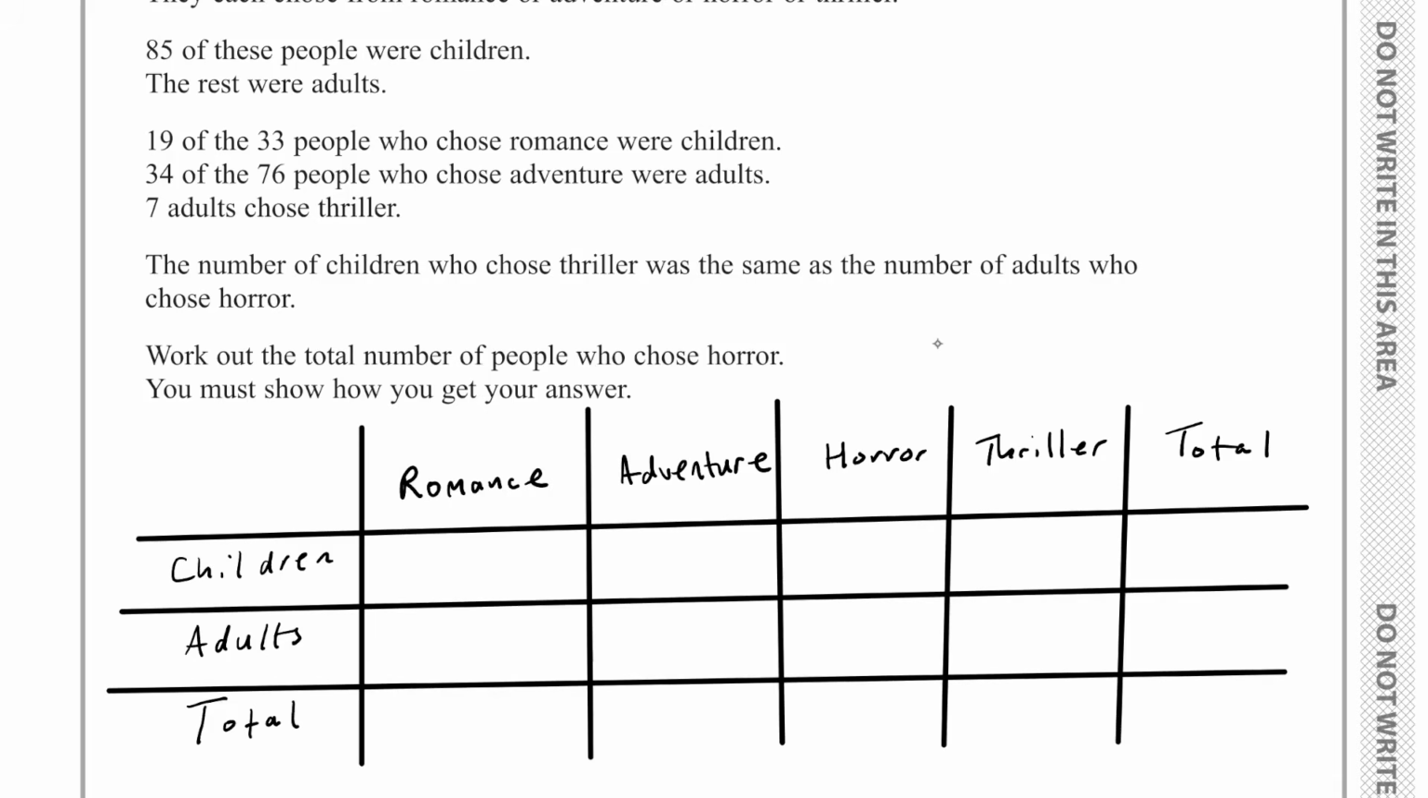And then just start filling in the information. So there were 160 people in total, so I'm going to write the 160 in the total. 85 children. The rest were adults, I'll work that out in a second. 19 of the 33 who chose romance were children. So 33 chose romance, 19 of them were children.